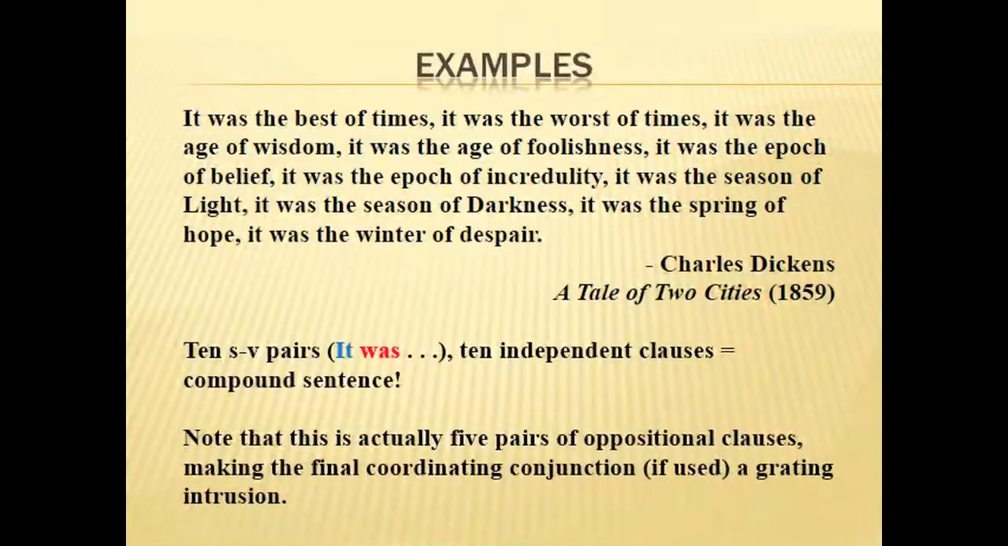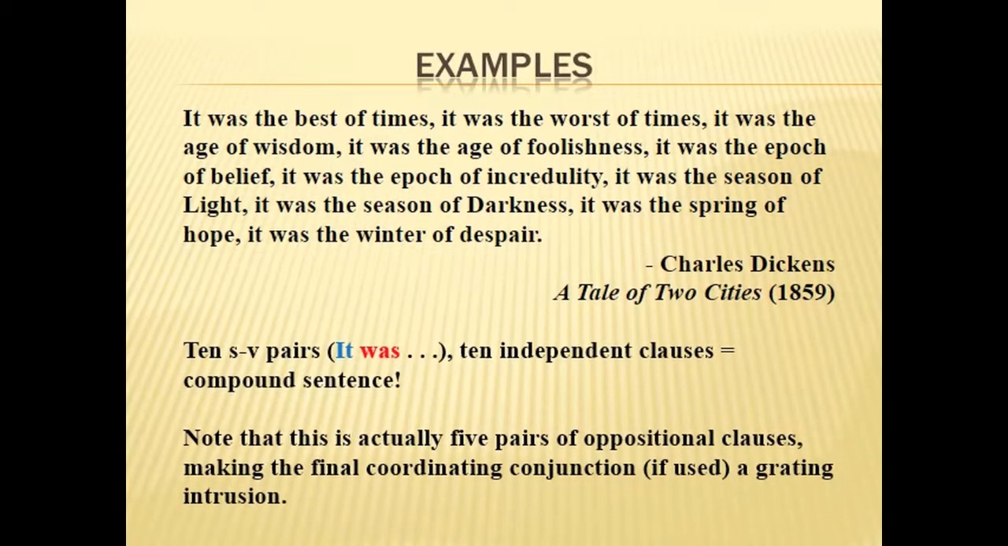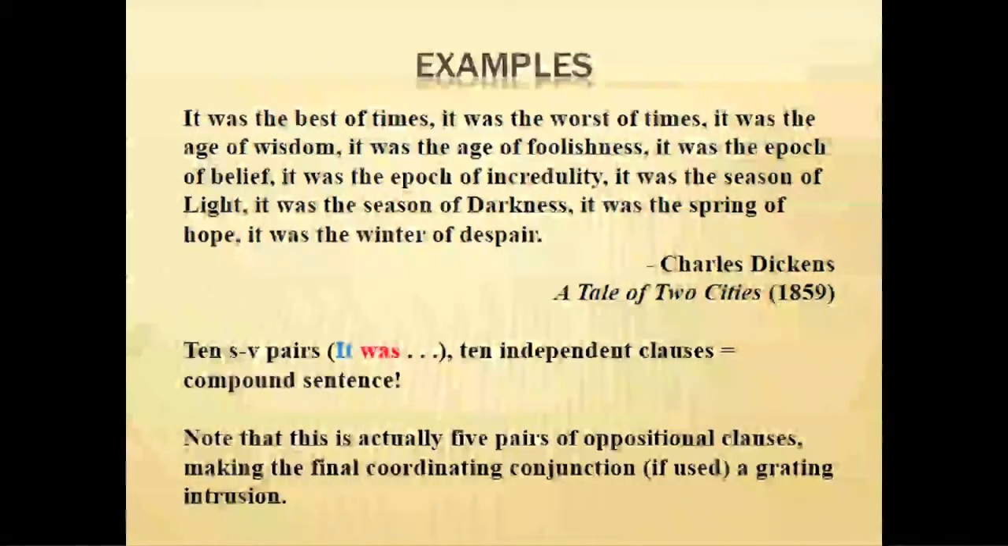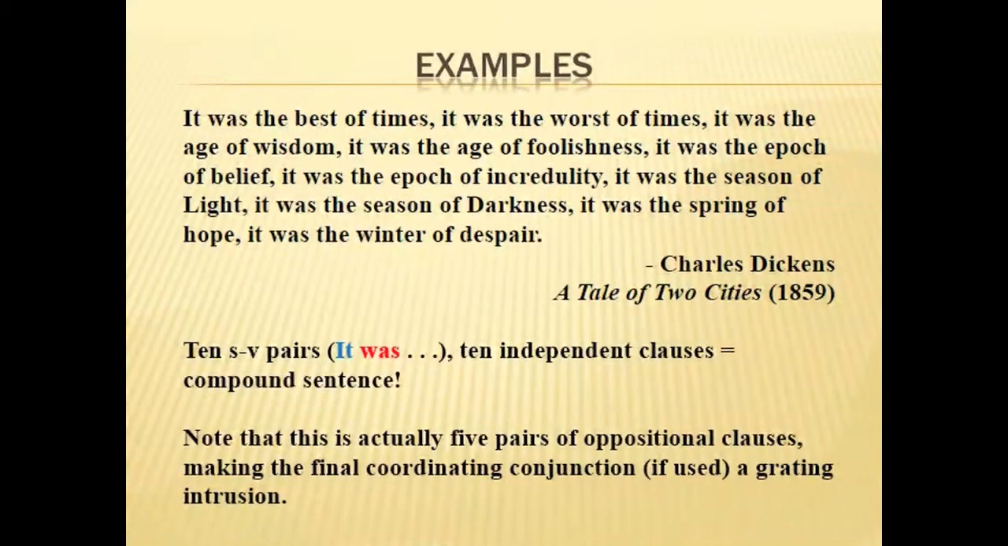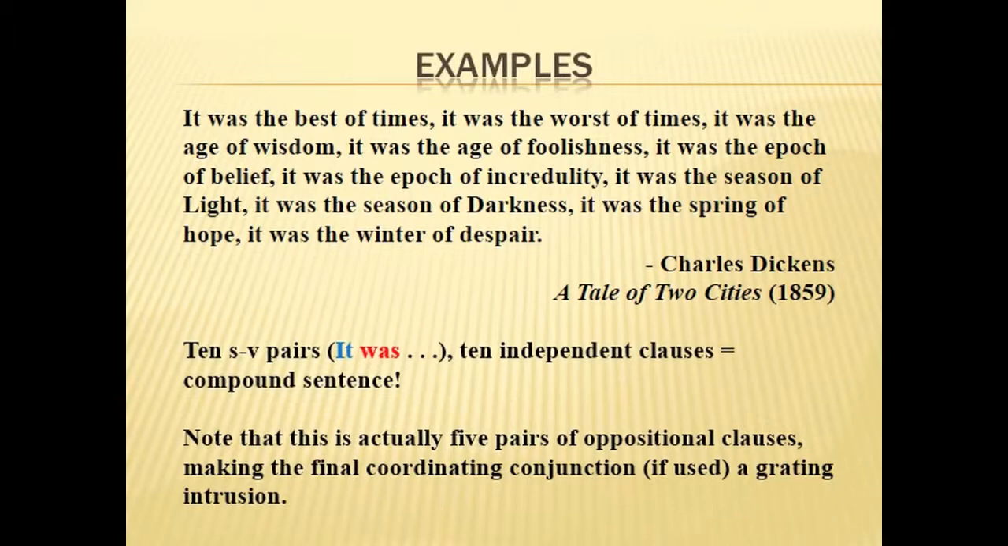Now you can simplify this by noting that this is actually 5 pairs of oppositional clauses. Because of that, if you added the final coordinating conjunction, it would create a somewhat grating intrusion. All of these independent clauses, and then suddenly, "and it was the winter of despair." That would put too much focus on winter despair. The way Charles Dickens wrote it, each one is evenly balanced, each is equally simple and clear, and each is equally powerful, but they form a totality in that one sentence. It's a beautifully constructed, though somewhat unusual sentence.